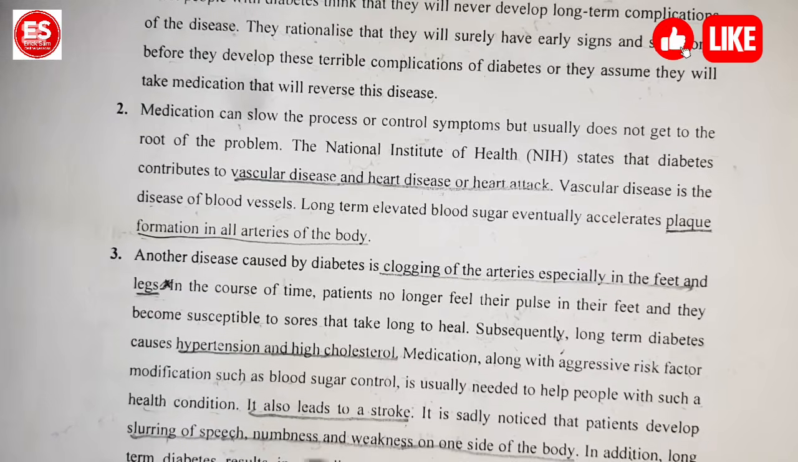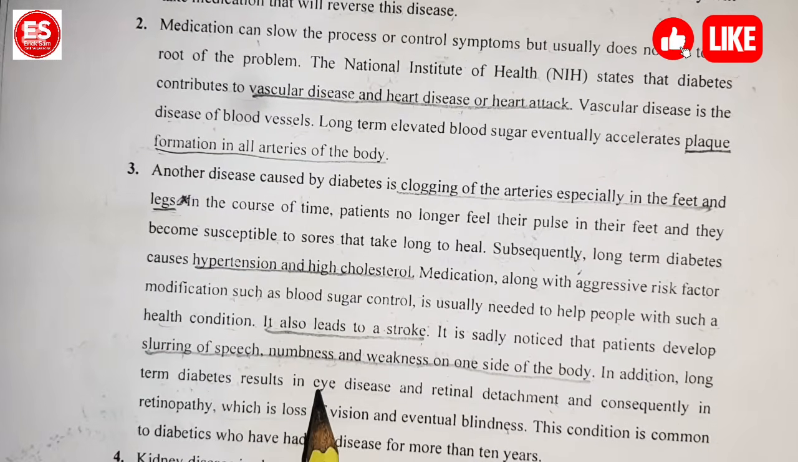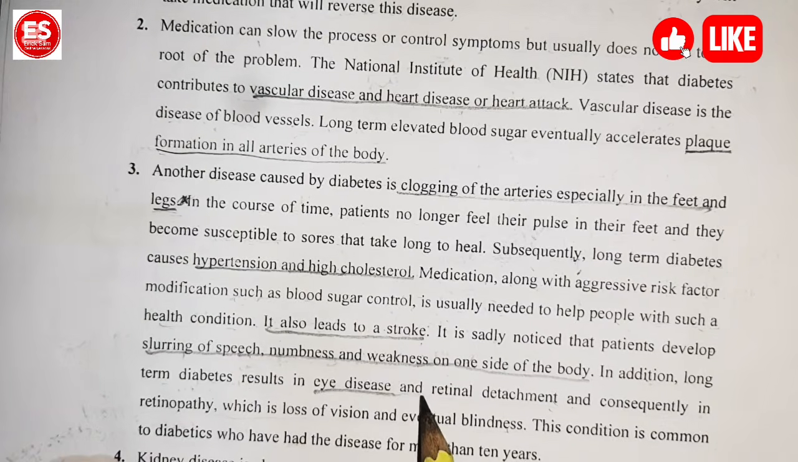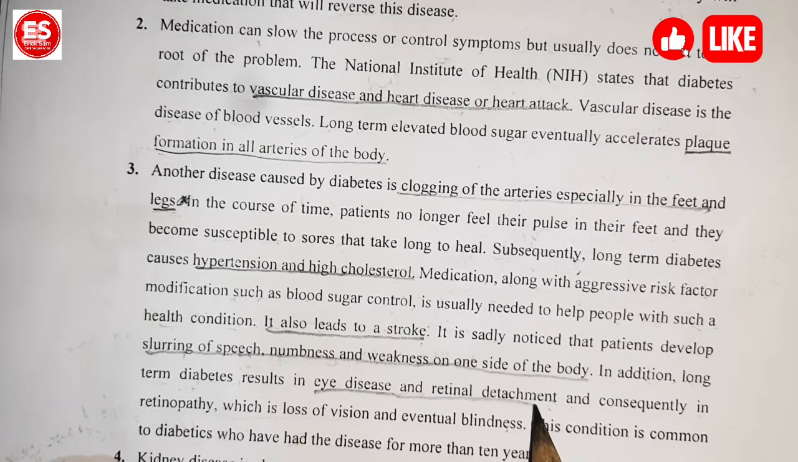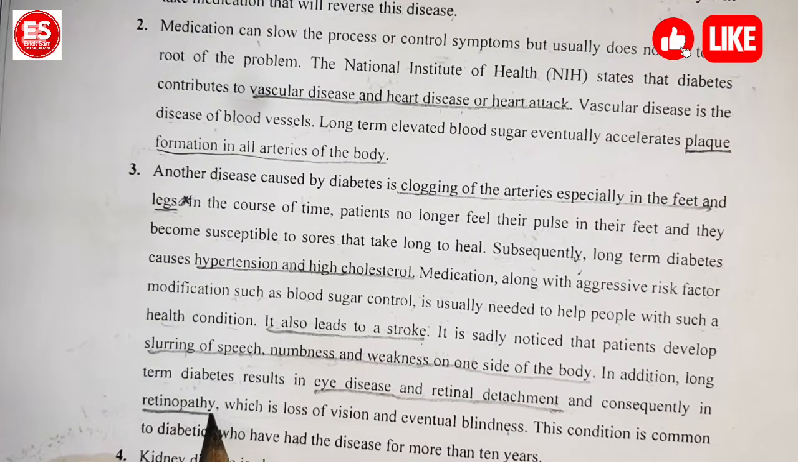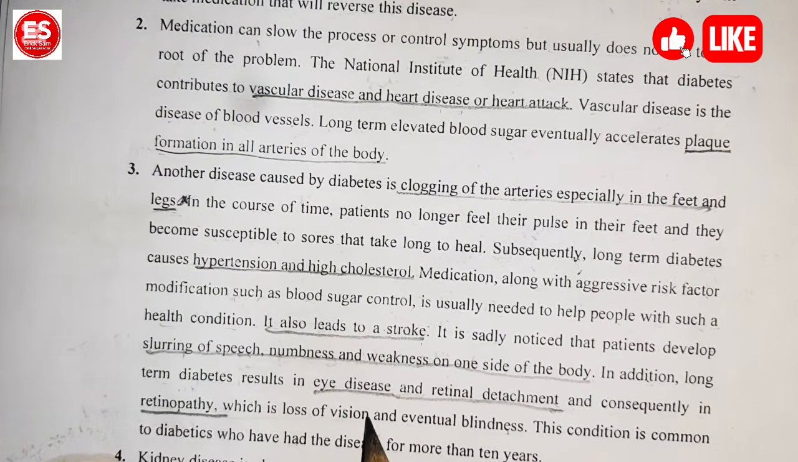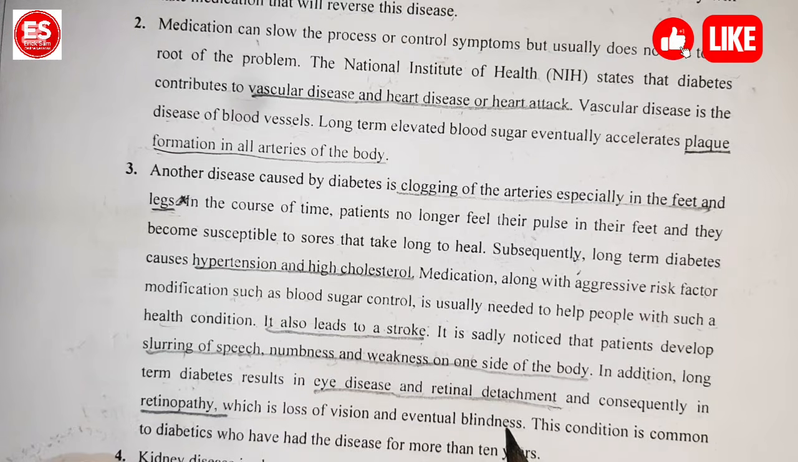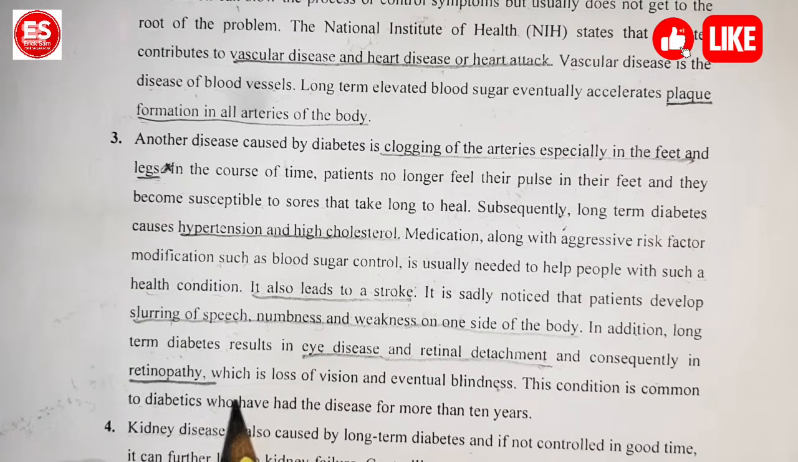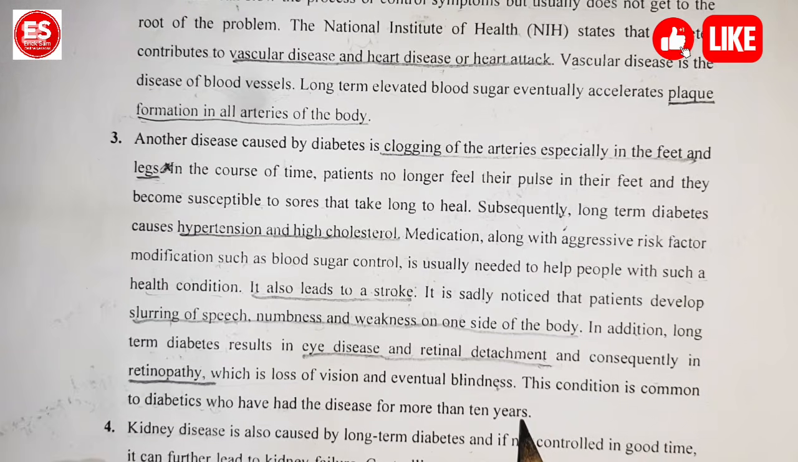In addition, long-term diabetes results in eye disease and retinal detachment, and subsequently in retinopathy, which is the loss of vision and eventually blindness. Then we are saying this condition is common in diabetics who have had the disease for more than 10 years.